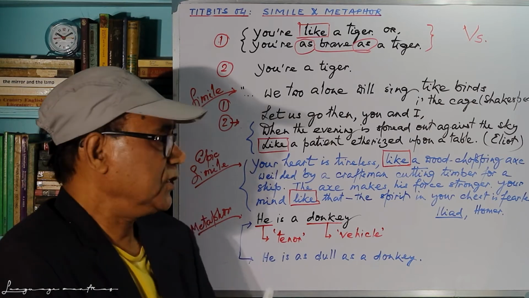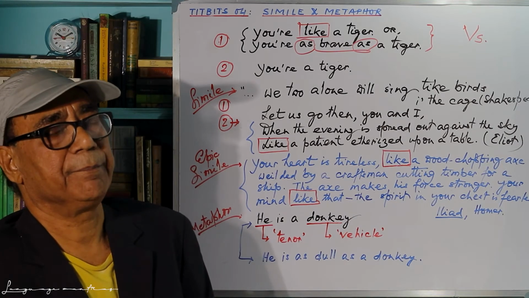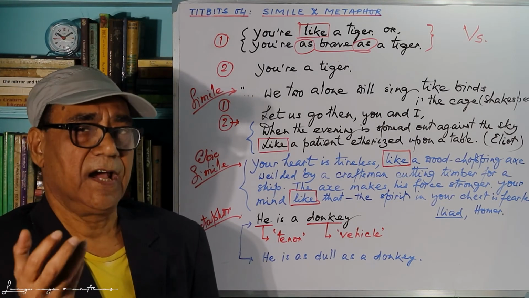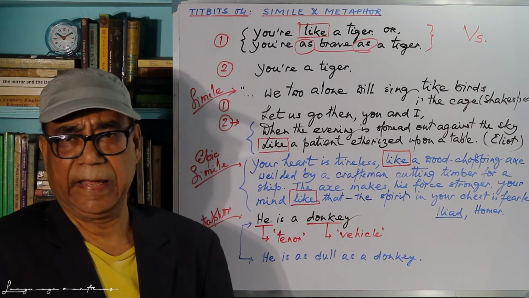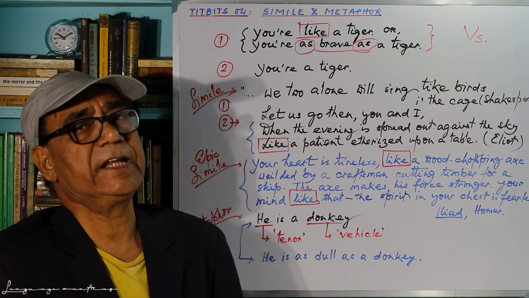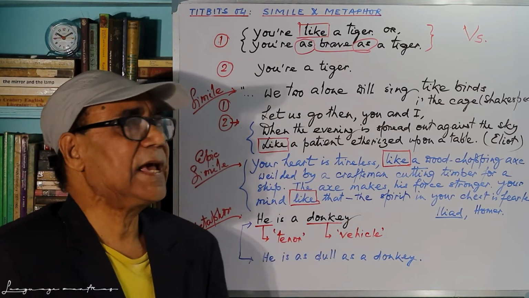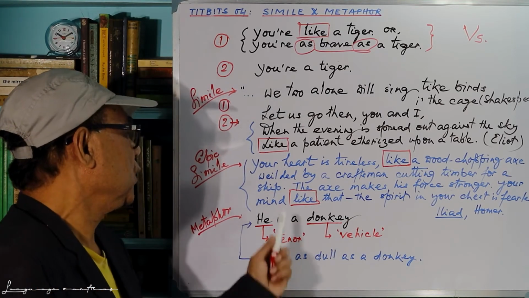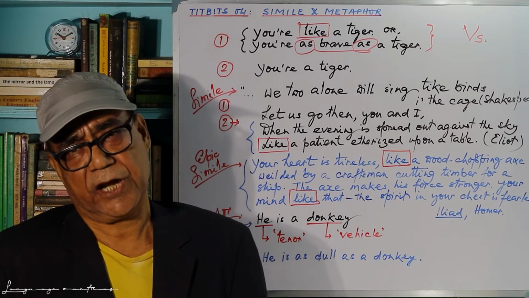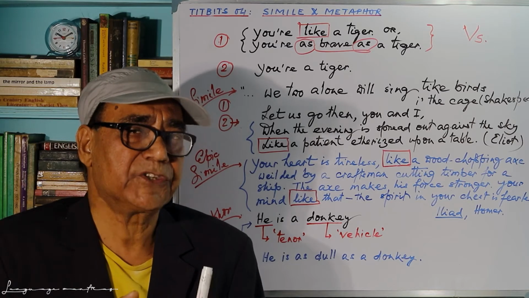Let's have an example. This is from the Iliad, Homer's famous epic poem. Your heart is tireless, like a wood chopping axe. Wood chopping axe, an iron or steel instrument to chop wood. So your heart is tireless like a wood chopping axe, wielded by a craftsman cutting timber for a ship. And that axe is in the hand of an expert woodcutter. He is cutting timber for making a ship.